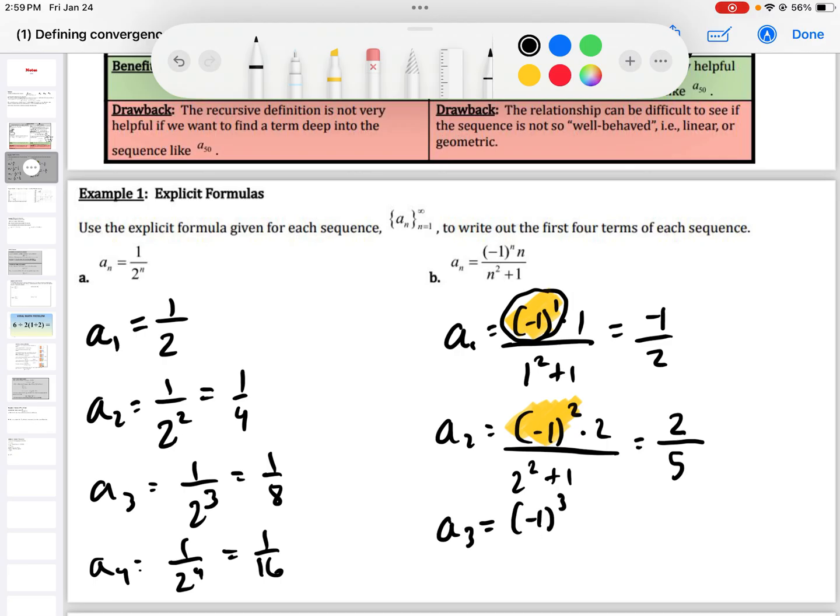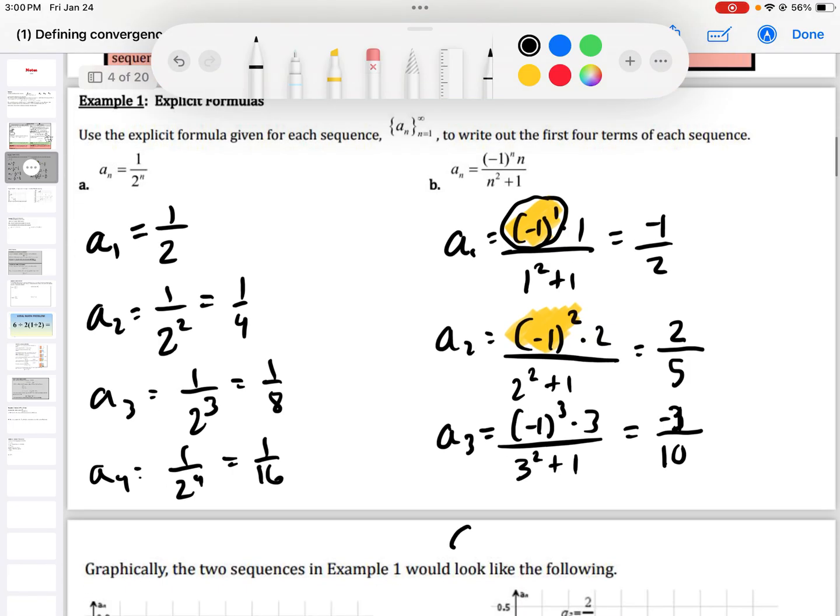Okay, the third term in this sequence, now negative 1 to an odd exponent, times n over n squared plus 1. This would be negative 1 times 3, so I'd say negative 3 over 10. Okay, fourth term, running out of room. It's negative 1 to an even exponent times 4 over 4 squared plus 1. 16, that'd be over 17. But it'd be positive 4 because negative 1 to an even degree gives us a positive.